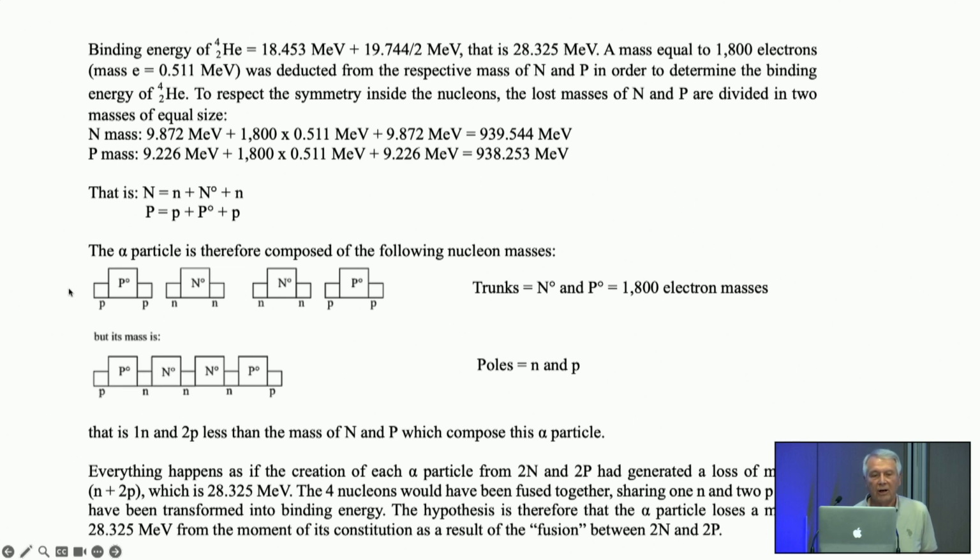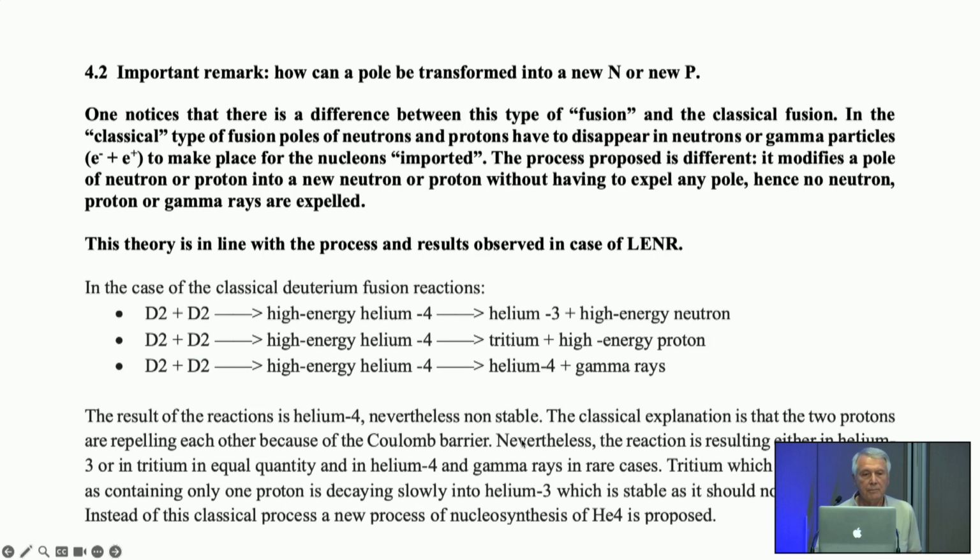So we can say that the alpha particle is composed with the following nuclear masses: a proton and the 2 poles of the proton, neutron and the 2 poles, etc. But the mass is at the end that one: one neutron pole and 2 proton poles which are lost. So, important remark now: how can a pole be transformed into a new neutron or a new proton?